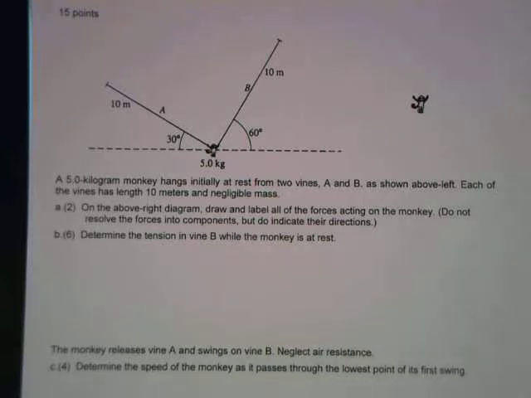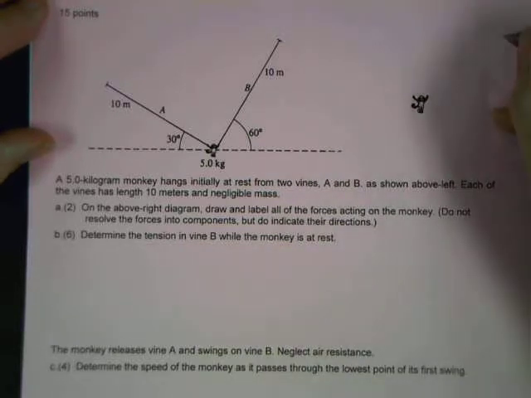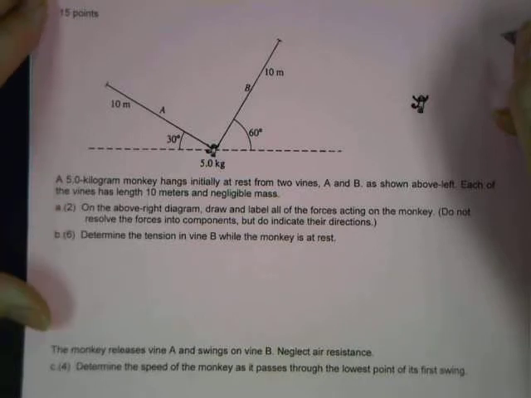Hello again. This is the solving of the monkey free response problem that I gave you guys as a sample. Now, to be perfectly honest, I think this might just be the hardest one that we had in there, or at least it's the lengthiest in terms of this one part here that's only worth 6 points. First of all, on the above right diagram, draw and label all the forces acting on the monkey. Do not resolve the forces into components, but do indicate their directions.